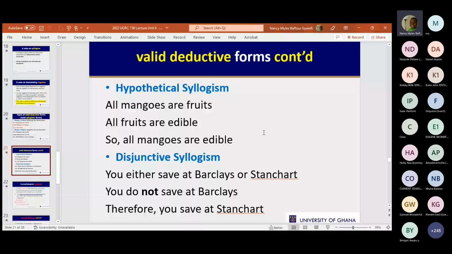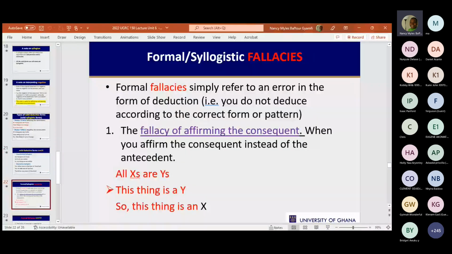Friends tell the truth. Those who tell the truth are not liked. Therefore, friends are not liked. Don't know the example to give you, but that's hypothetical syllogism. Nothing much. Okay, so let's go there.